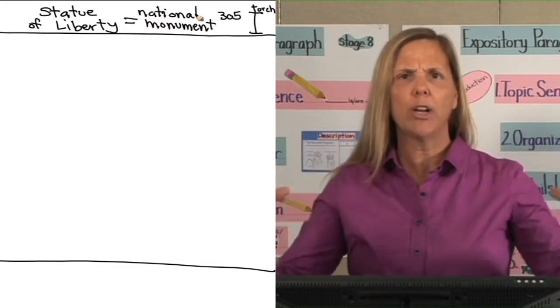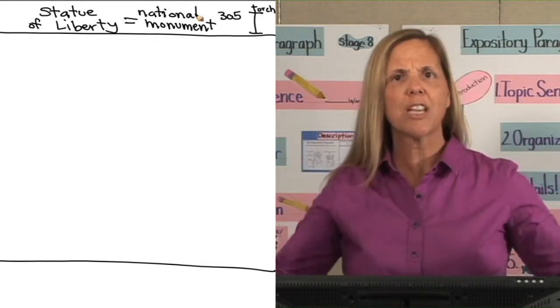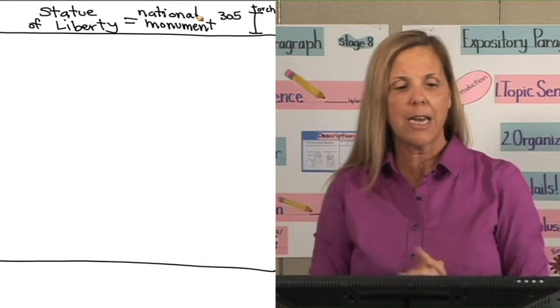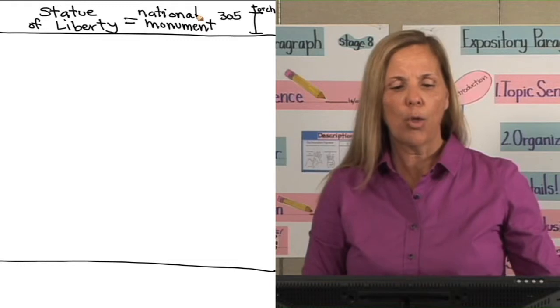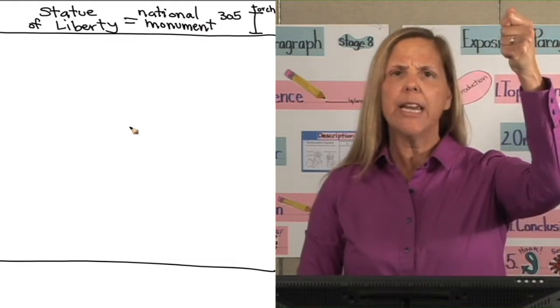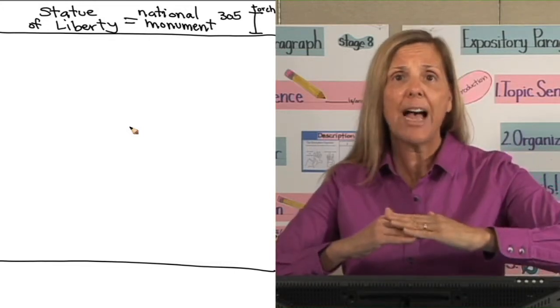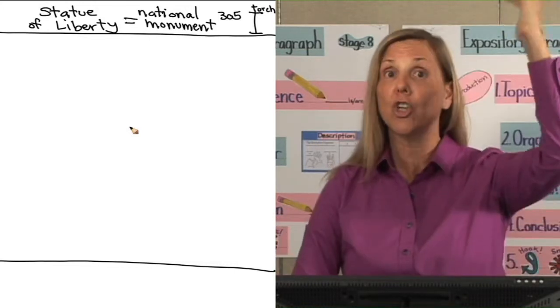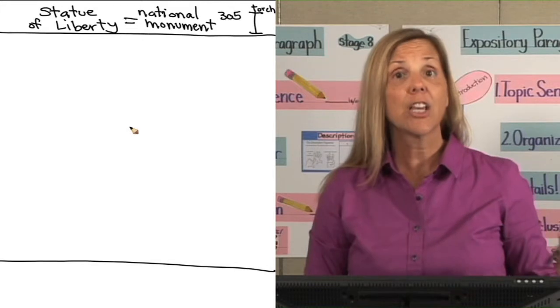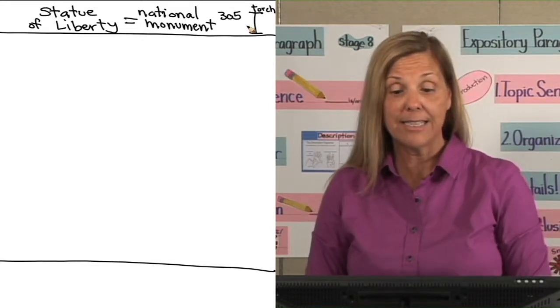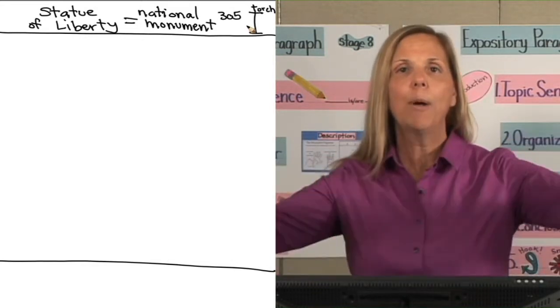So that way we know in our nation, this is a monument that represents our entire nation of the United States. Let's go back and see if we can read the whole thing. The Statue of Liberty is a national monument that stands 305 feet from its base to the top of its torch. That's a great topic sentence. Where are we heading now?